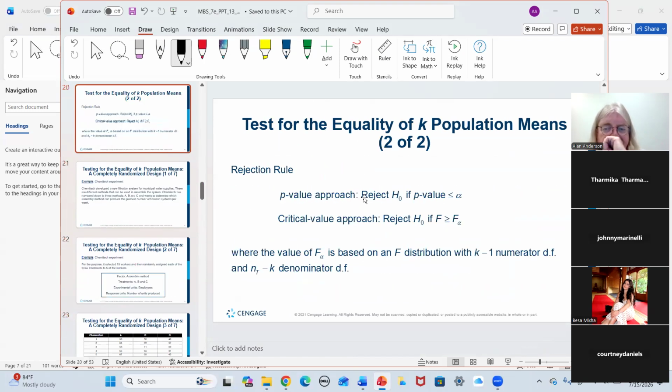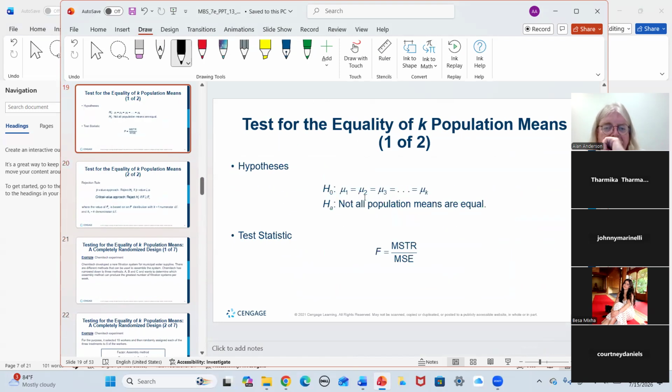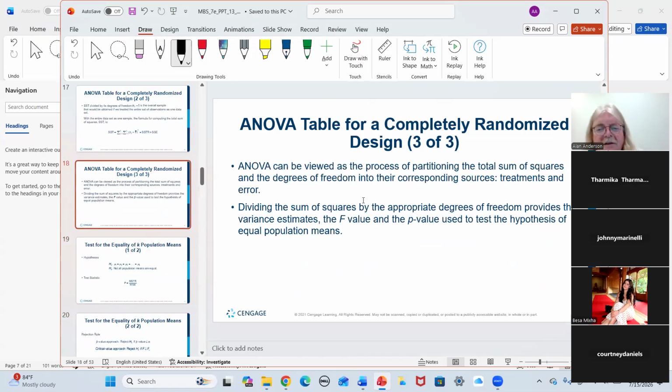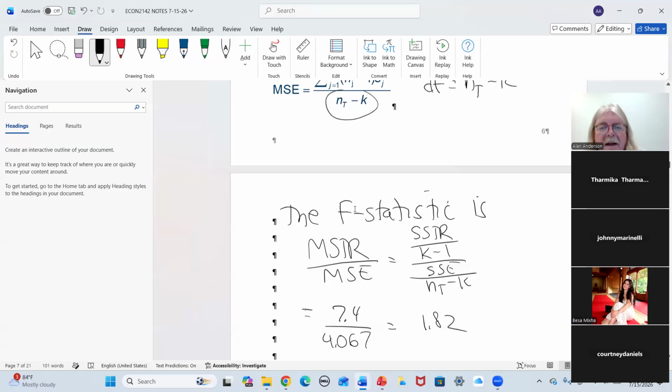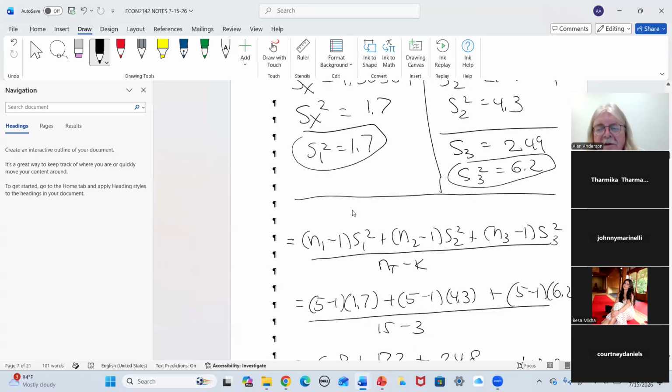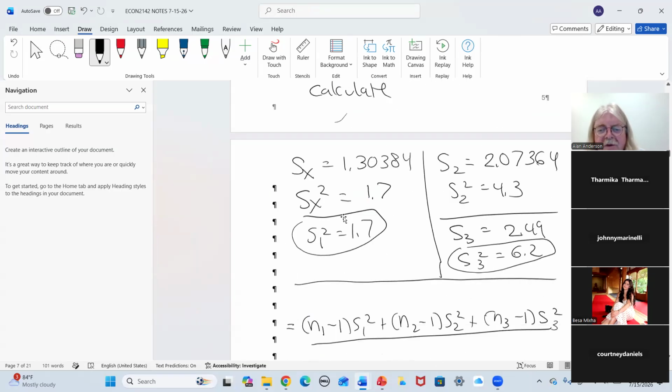So, just making sure, oh, that's right. This is their example. So that means from way back here, remember K was the number of columns, so there's three of them. So we have 2 degrees of freedom here.